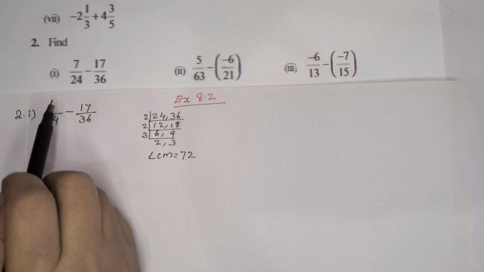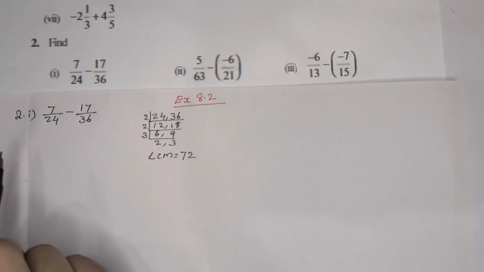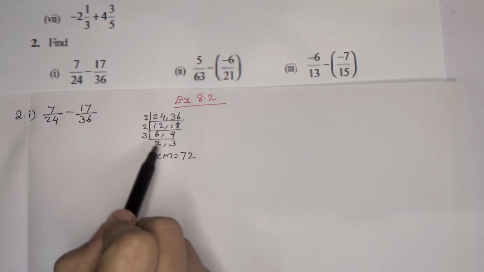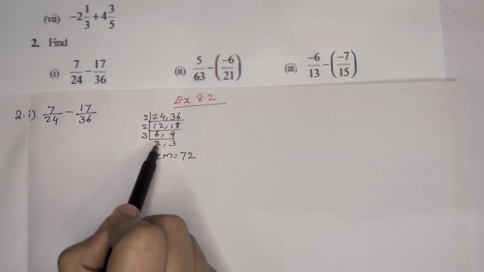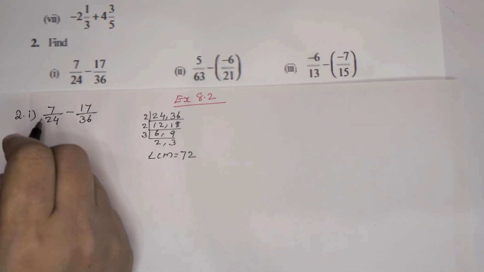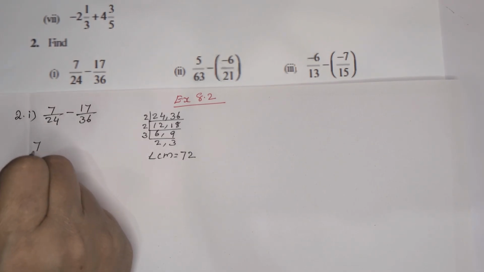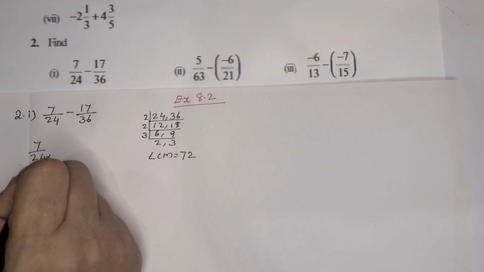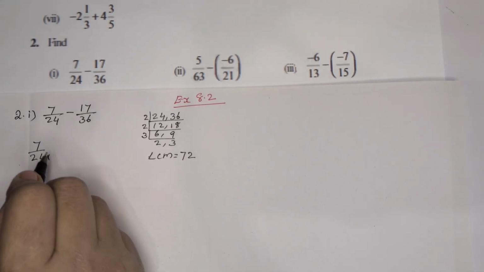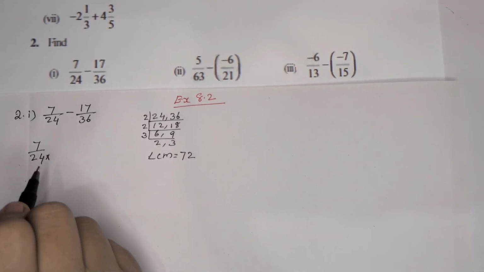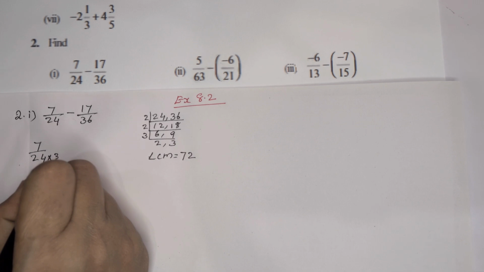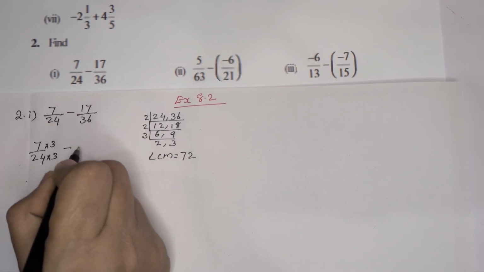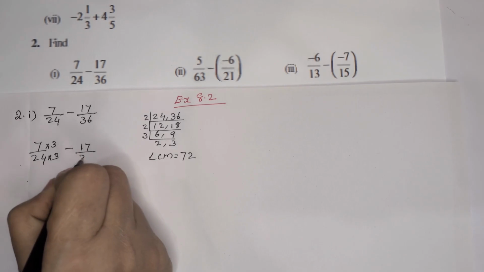Your second question, find 7 by 24 minus 17 by 36. 24 and 36, first we have to find the LCM. 2 into 2 into 3 into 2 into 6, that is 72. So we can convert 7 by 24 to 72. That means we have to multiply by 3. Multiply by 3. That minus 17 by 36.